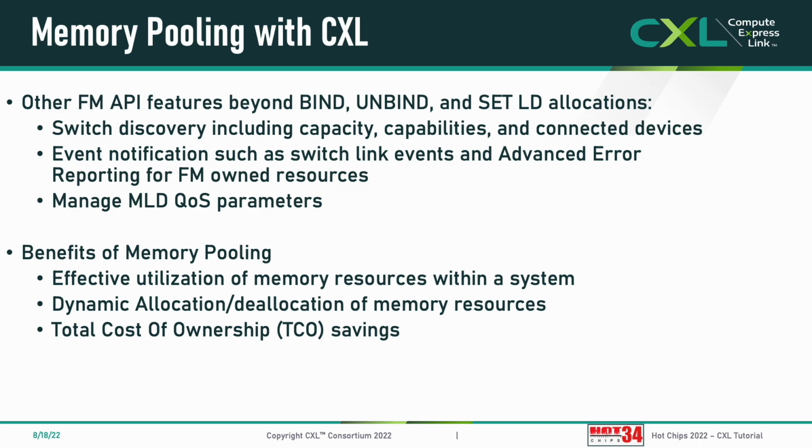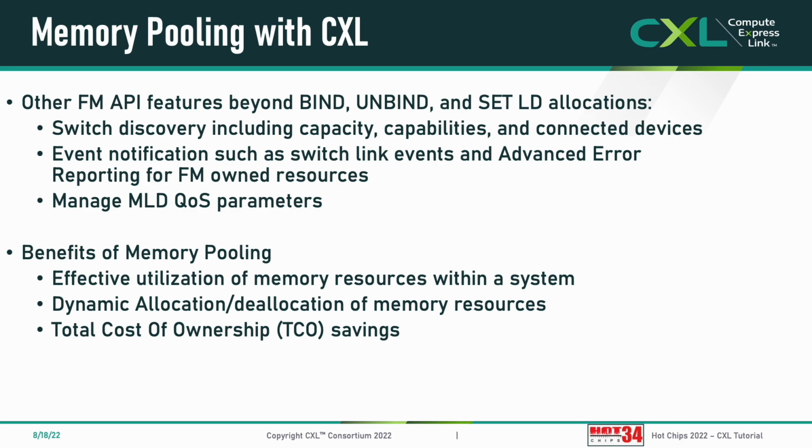There are a few other Fabric Manager API features beyond what we've seen already. Bind, unbind, and set the logical device allocations that allow the Fabric Manager to do some of the things we need to do in order to make memory pooling possible. First is switch discovery at boot time. We want the Fabric Manager to be able to come out, find out what the switch capabilities are, how many VCSs it supports, and what are the connected devices when they boot, what they're advertising, what they are linked up with, all the things necessary to understand what's connected, and allow it to do the bindings at the initial stage.